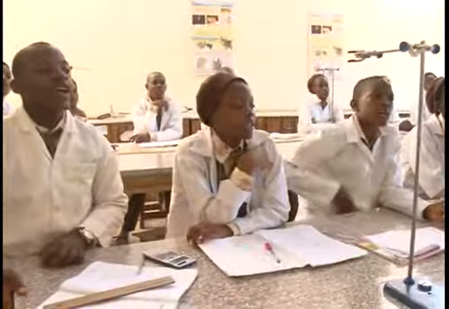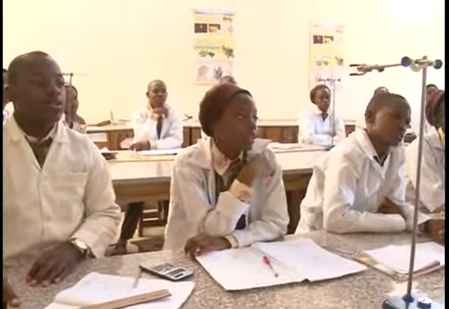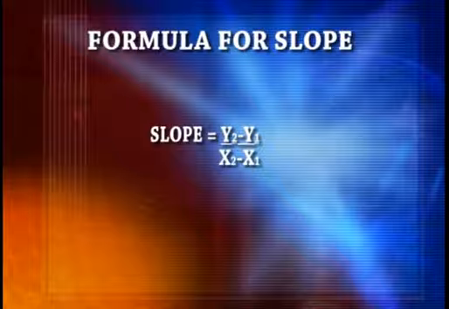Slope is given as y2 minus y1 over x2 minus x1. y2 equals 7. y1 equals 2. x2 equals 250. Then x1 equals 100.